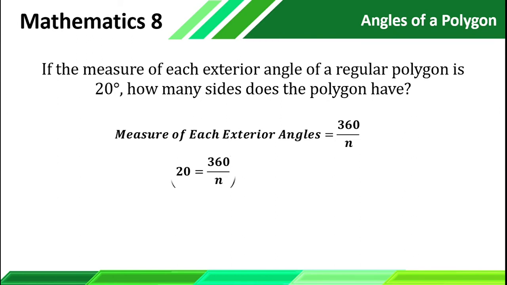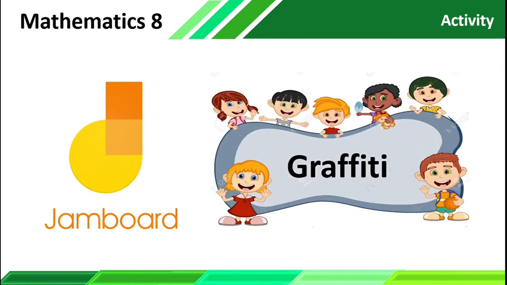To find that, we multiply both sides by n. So n times 20 is 20n, and 360 over n times n would be equal to 360 because it will be cancelled. So, to find the value of n, we divide both sides by 20. So, the value of n is 18. Therefore, the polygon with an exterior angle which measures 20 degrees is an 18-gon.